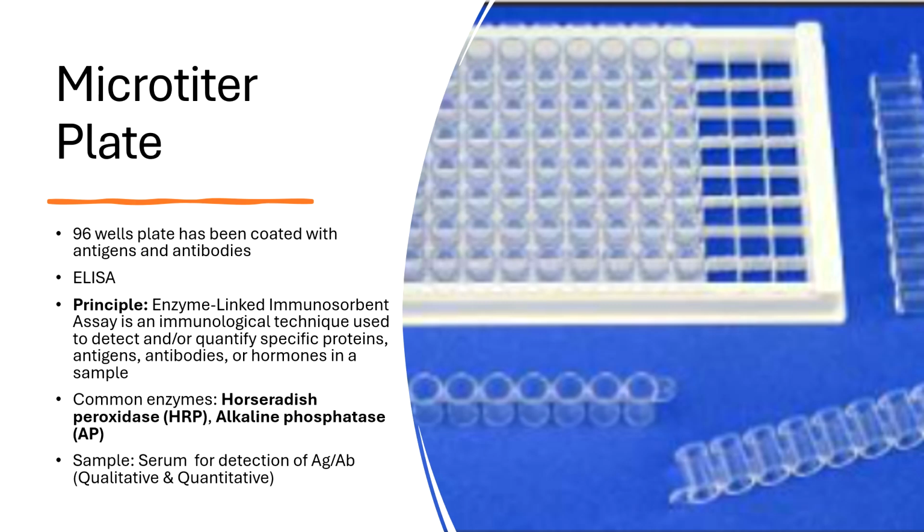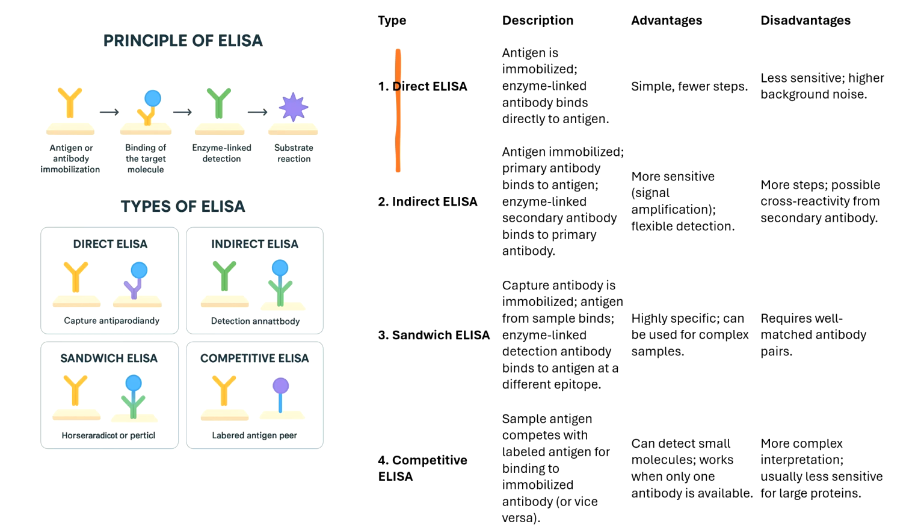It is basically an immunological technique used to detect or even quantify specific proteins, antigens, antibodies or hormones in the sample. A frequently asked question: which enzyme is used? Horseradish peroxidase or alkaline phosphatase. It can be used for either antigen or antibody detection, both qualitatively as well as quantitatively.